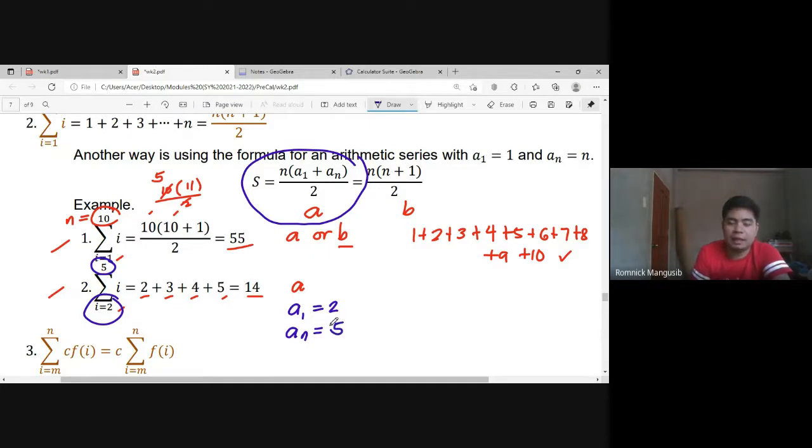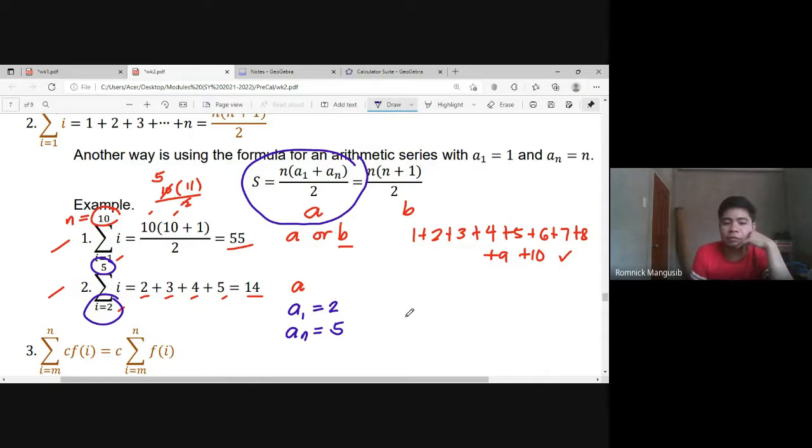And then, i-add mo lahat ito. We call this one as the arithmetic series. And 1, 2, 3, 4, 5, 6 are an arithmetic sequence, an arithmetic sequence with a common difference of 1. Okay? So you have a sub n that is equal to 5. So, ano naman yung n?